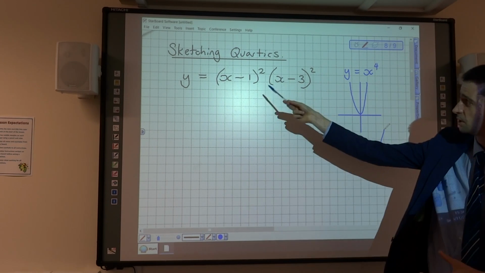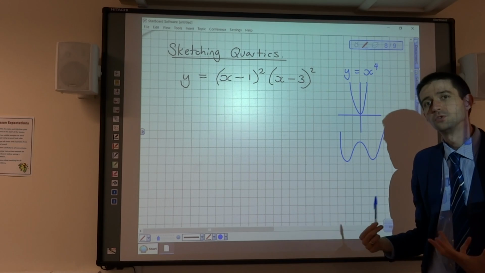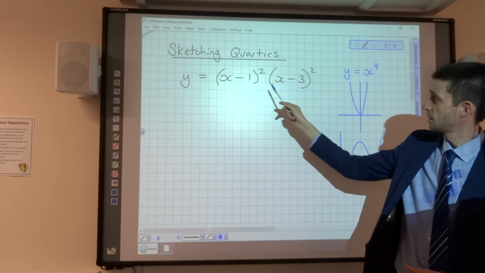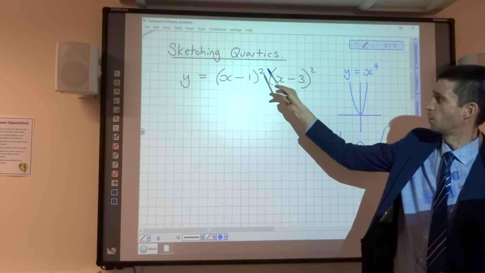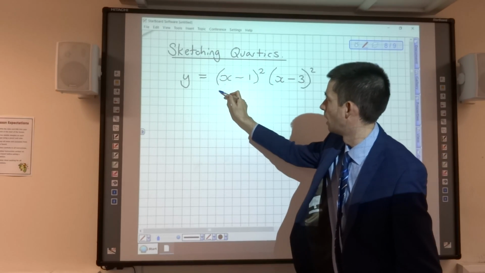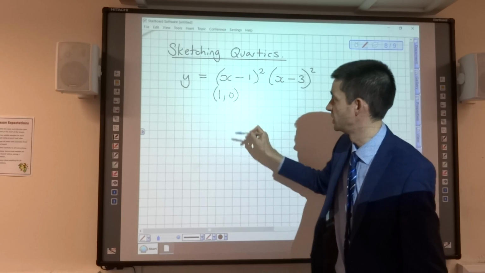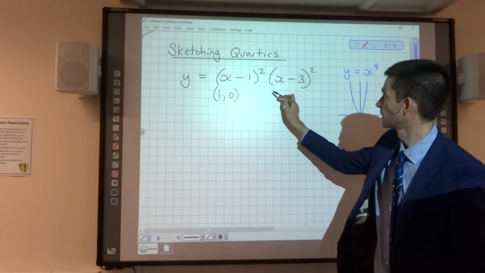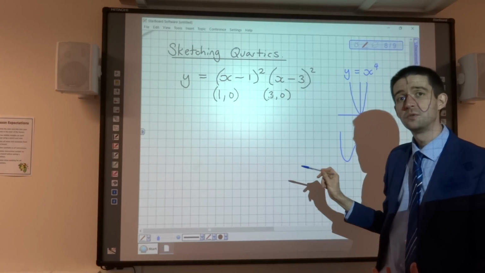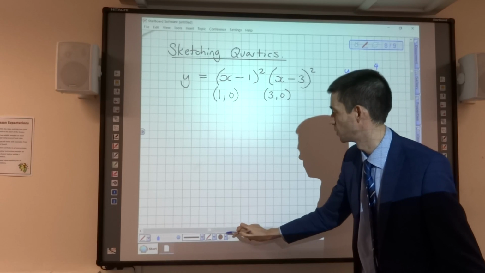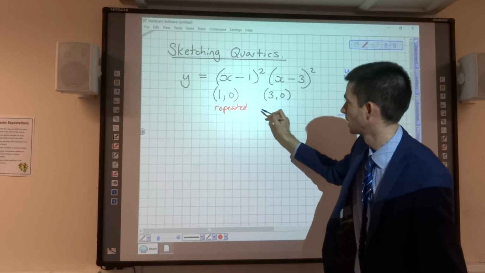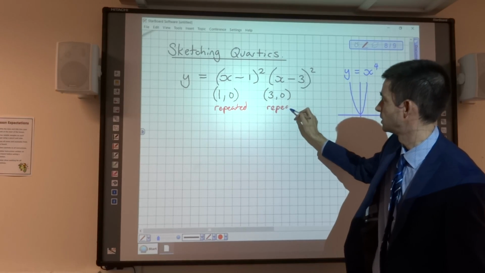And what we have to do is look at the form of the equation, work out the roots, and work out how to sketch the graph from there. So, if you look at this equation here, y equals (x minus 1) all squared, (x minus 3) all squared, you can see that you're going to have (1, 0) as one of the x-intercepts, and (3, 0) as another x-intercept, but both of these are going to be repeated because of the squared. So we have a repeated root at (1, 0), and we have a repeated root at (3, 0).